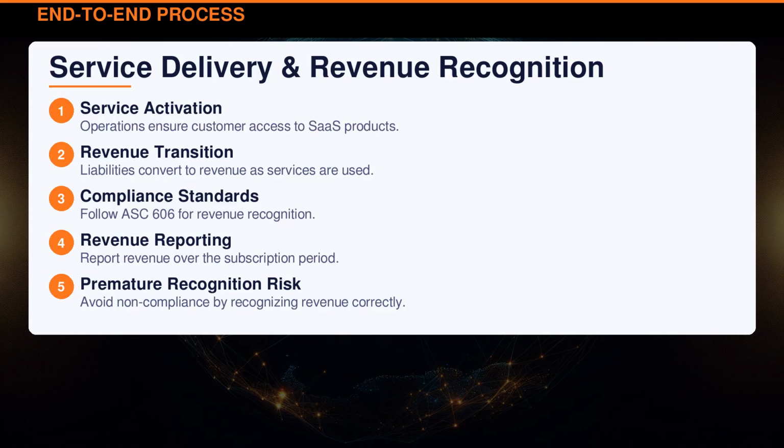Service delivery marks the transition from liability to revenue. The operations team delivers the SaaS products, confirming that customers have access and functionality. Revenue is recognized over the subscription period, following specific accounting standards like ASC 606. This process ensures that revenue is reported only once the service is delivered. Errors in recognizing revenue prematurely can lead to non-compliance and financial restatement issues.